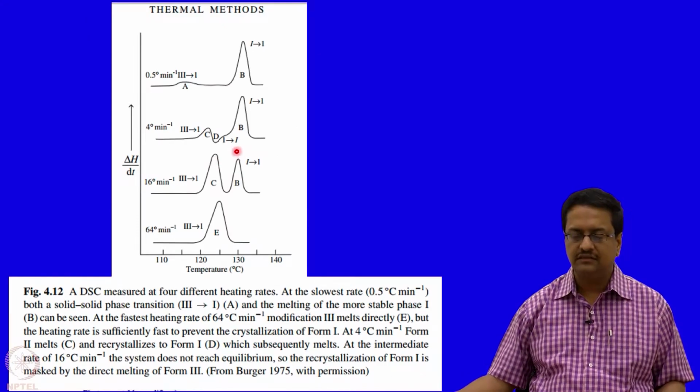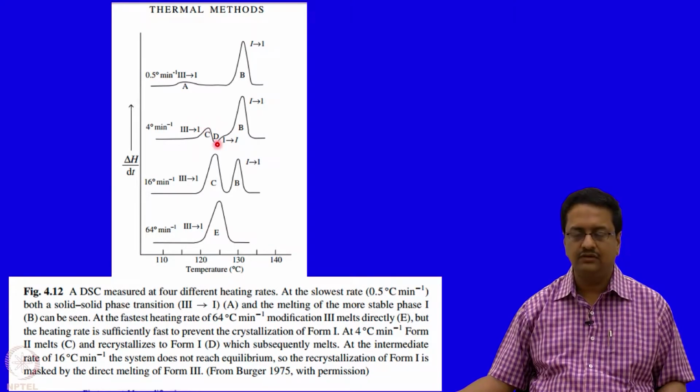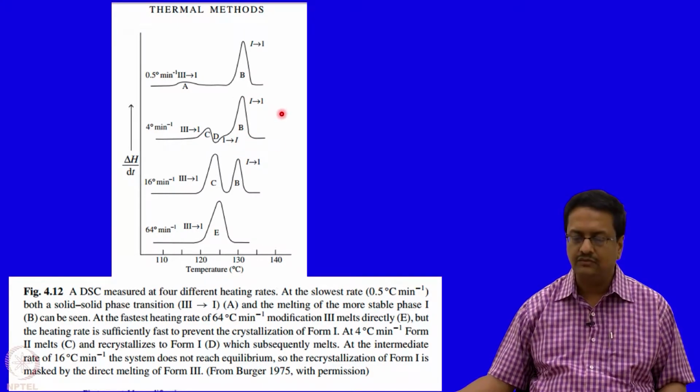So, this is one example where a slower rate of heating allows a phase transition from 3 to 1, and then 1 melts to liquid. A faster rate of heating allows phase transition of 3 to 1, and then 1 melts to liquid, and again 1 goes to, it should be 2, and then 2 melts at higher temperature.